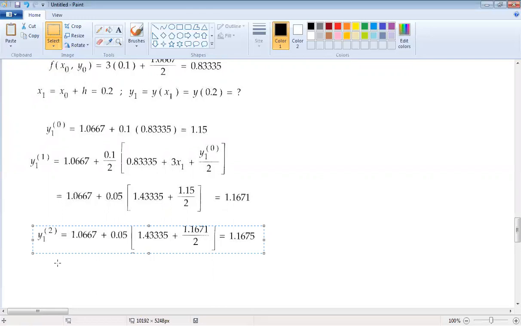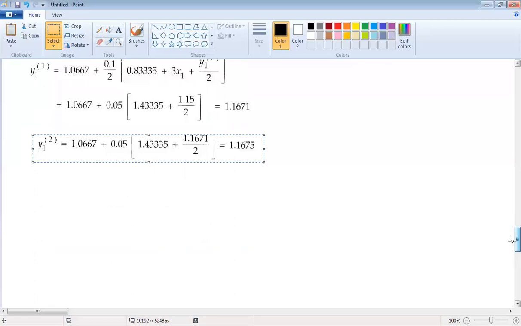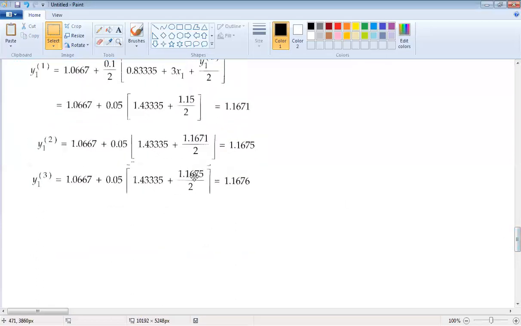Okay, so we'll apply the third iteration now, because it was mentioned in the problem that we need to apply the iteration thrice in each stage. So the third iteration will give us y1(3), which is 1.1676. It's almost the same. So the final answer for y of 0.2 will be 1.1676.